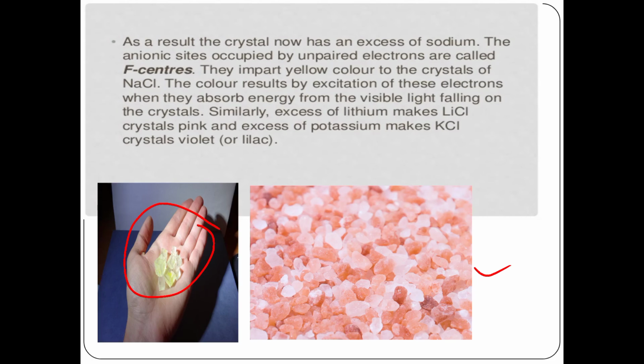As a result, the crystal now has an excess of sodium. The anionic sites are occupied by unpaired electrons. These anionic sites occupied by unpaired electrons are known as F centers. Due to these F centers, this NaCl shows the yellow color.